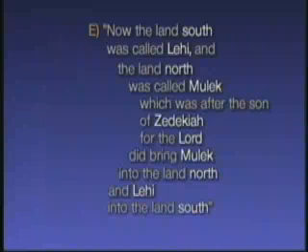"Now the land south was called Lehi, and the land north was called Mulek, which was after the son of Zedekiah. For the Lord did bring Mulek to the land north, and Lehi into the land south." You follow how that goes? South, Lehi, north, Mulek, and then Mulek north, Lehi south, right through the opposite order.